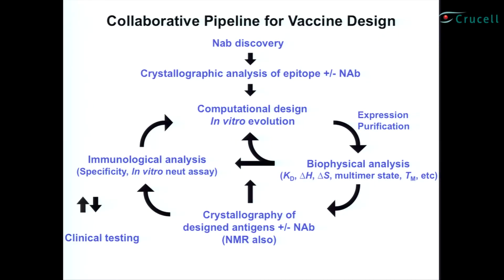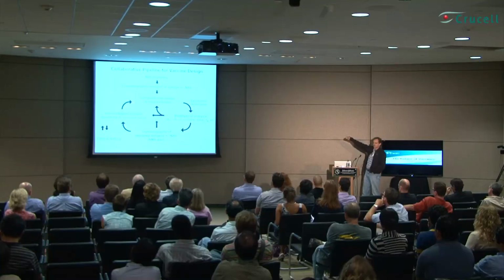And then there are these cycles of development where we express and purify and characterize these designed immunogens crystallographically. This is a faster cycle. This is a little bit of a slower cycle. And then there's immunological analysis, which is the slowest cycle. And so I would say the limiting factor really is this arrow. The limiting factor is getting this data and feeding back to revise the design.